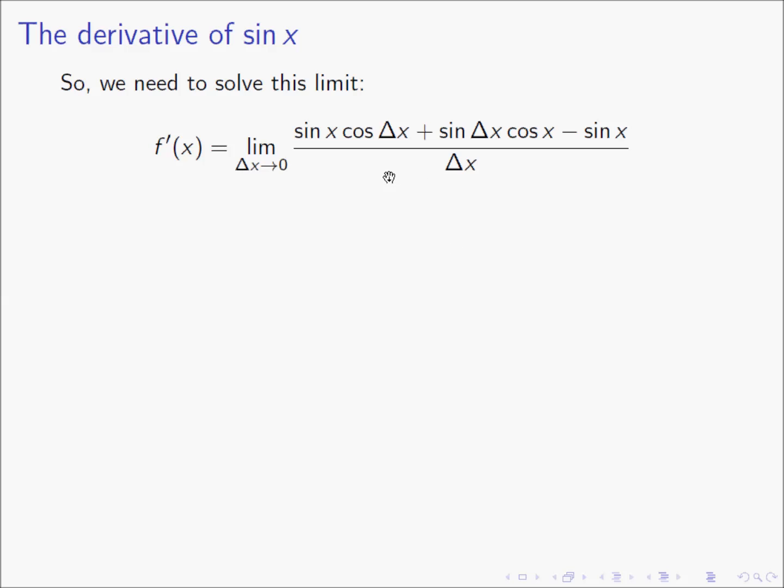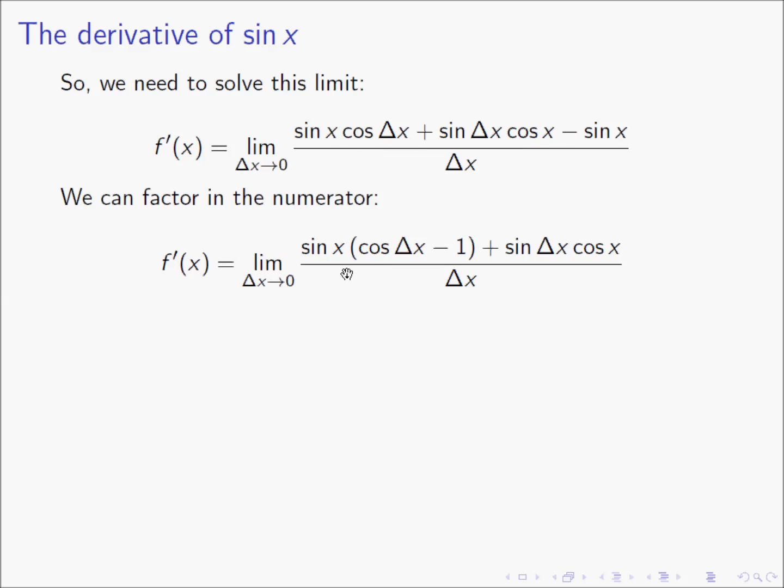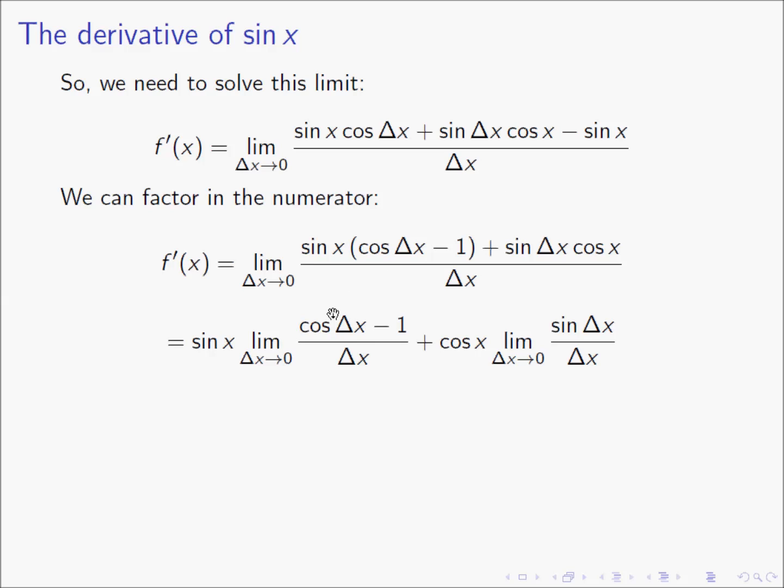The first thing that you should notice is that we can factor the sine of x here. We can take the common factor sine of x, and we get sine of x times cosine of delta x minus 1, plus the other term, that is sine of delta x times cosine of x. And now we can separate this limit into different limits like this, and notice that we can take the sine of x out of the limit sign because we are taking the limit with respect to delta x. Delta x is the variable that is approaching 0, so sine of x is a constant. And the same thing with cosine of x here. We can take it out of the limit sign because it is a constant with respect to delta x.